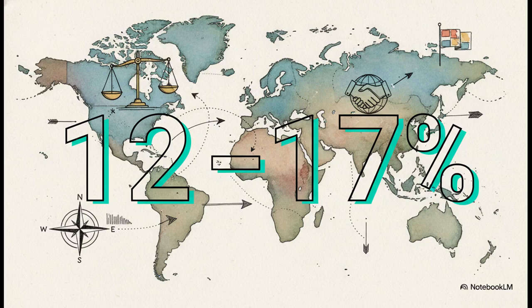All right, let's just jump right in. See this number on the screen? 12 to 17%. Any guesses? Yep, that is how much of your final AP Human Geography exam score is based on this unit alone. We're talking about almost a fifth of the whole test. So, yeah, nailing these concepts isn't just a good idea, it is absolutely essential.